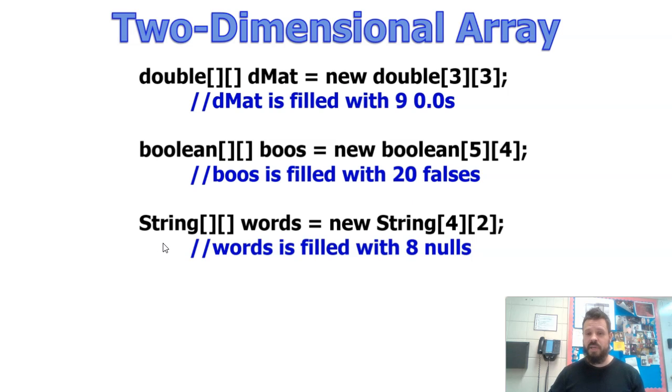Or we could talk about strings, which will lead into other types of objects, which we'll talk more about in the next lesson. But if I want a 2D array of strings, we'd say String[][] words = new String[4][2]. In other words, I have 4 rows and 2 columns, and this array would start off filled with 8 null values, with null being the 0 value for strings or any other type of objects I look at.